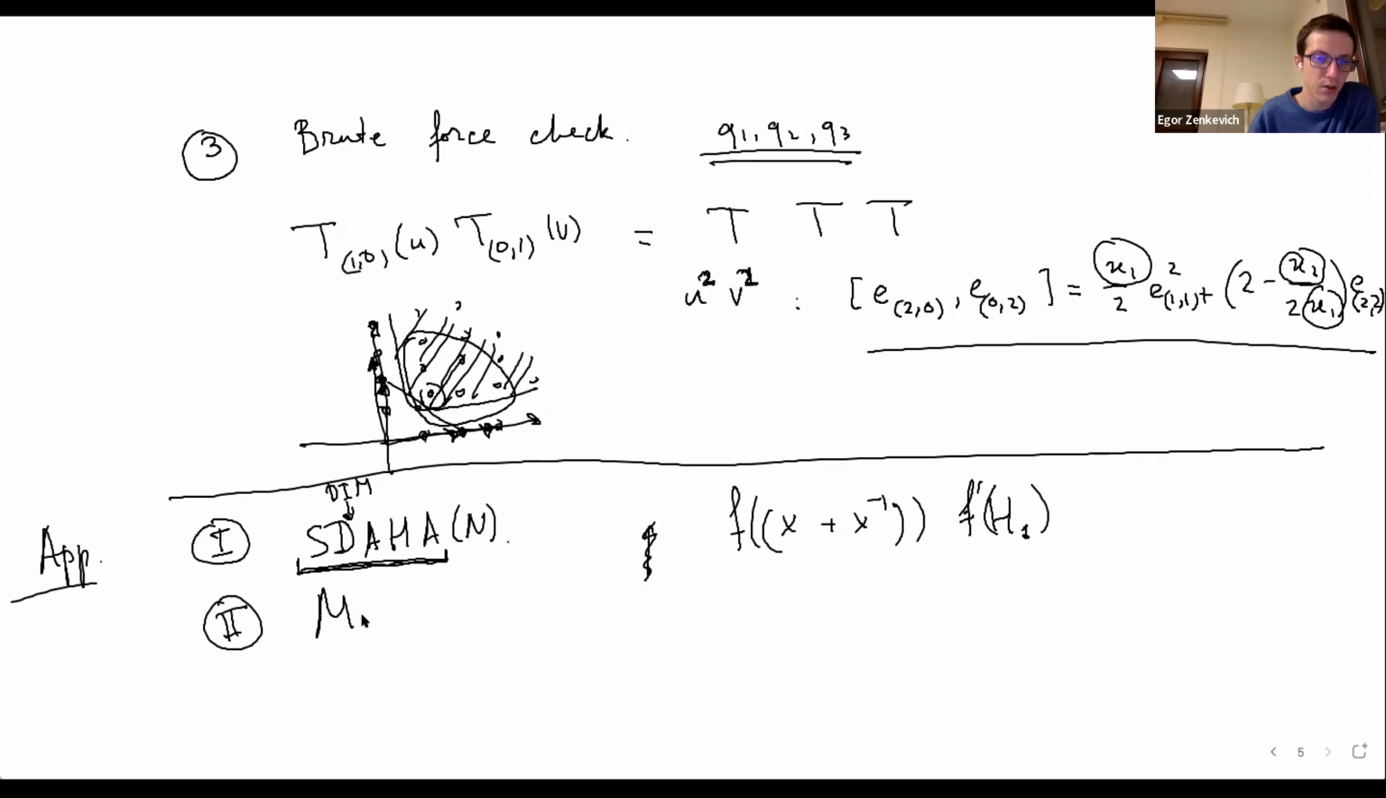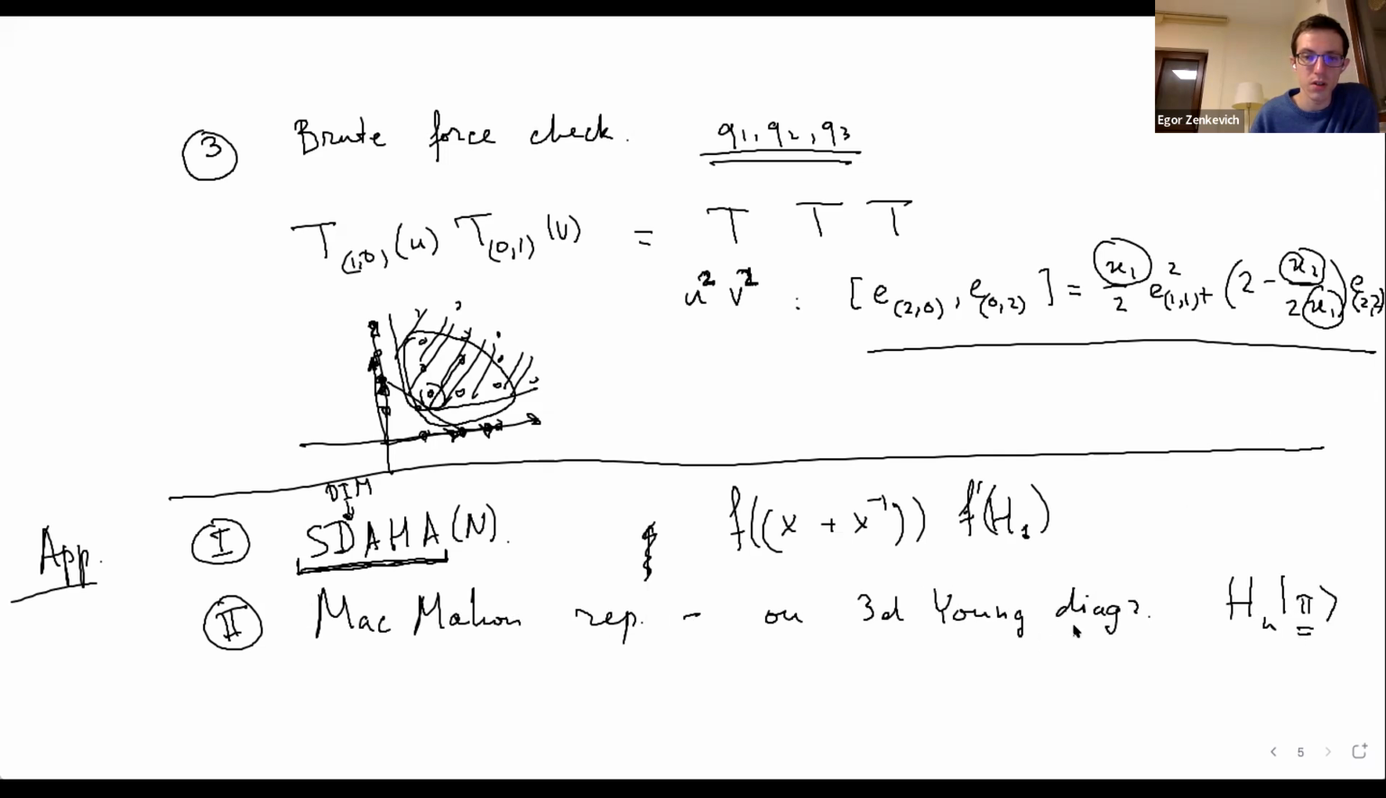There is the so-called McMahon representation. This is a representation on 3D Young diagrams. It is superficially similar to this Fock representation. In particular, there are these Hamiltonians Hn which act on the states labeled by 3D Young diagrams pi. Hn act diagonally, giving some lambda n of pi times pi. There are the Hamiltonians, but there are also operators which add boxes and remove boxes.